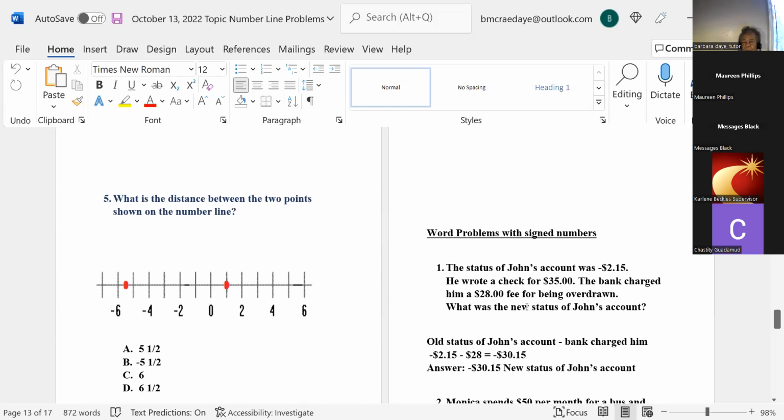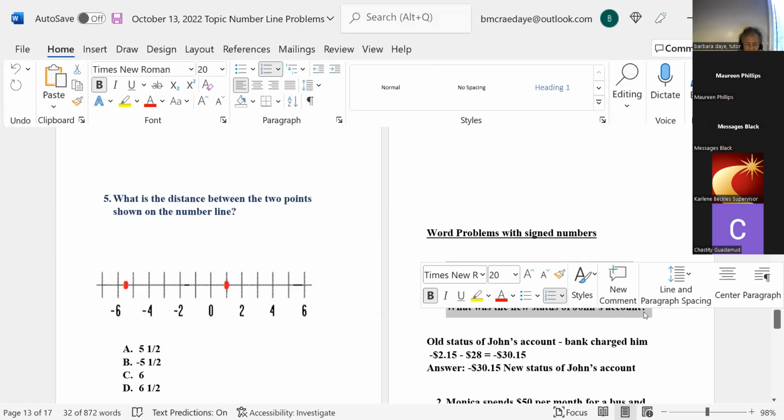Maureen, please read number 1. The status of John's account was -215. He wrote a check. Sorry, I can't see Miss Barbara. Okay, wait for her. I'll make it bigger. I'm sorry. I'll make it bigger.